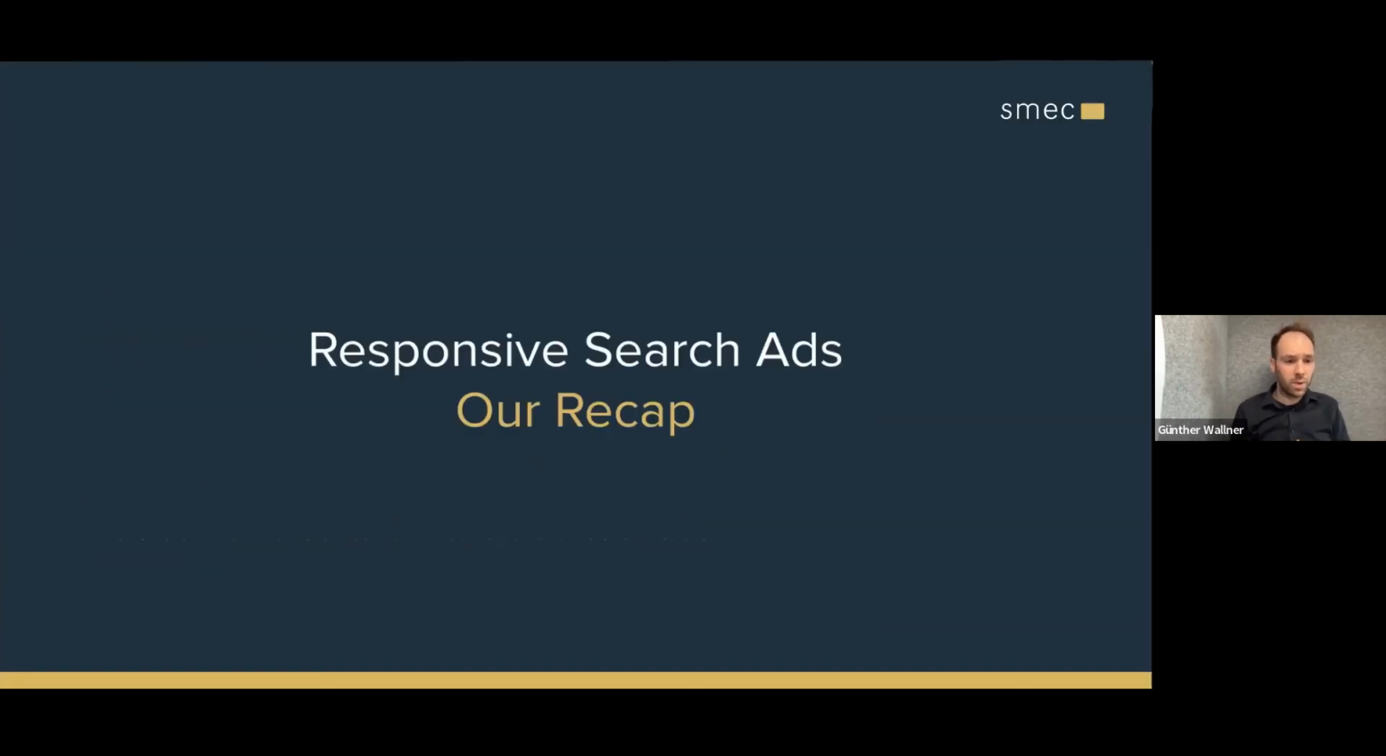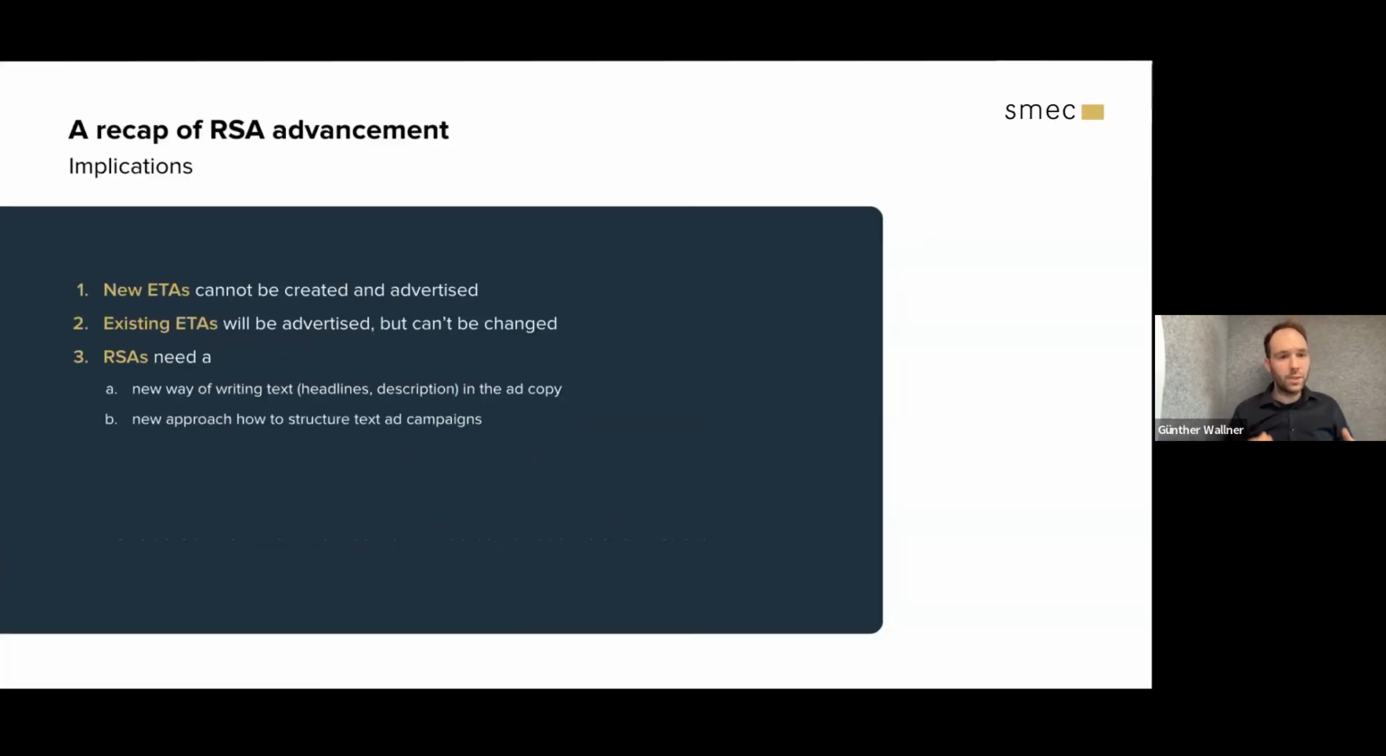All right, as we are quite short on time, I would like to come to the conclusion, the recap. As we have outlined, new ETAs cannot be created and cannot be advertised anymore. Existing ETAs will be advertised, but cannot change. So the switch from RSAs to ETAs can be eased a little bit, but the ETAs need to be created before the 30th of June. The RSAs themselves need a new way of writing text and a new structure on the campaigns and the ad groups.